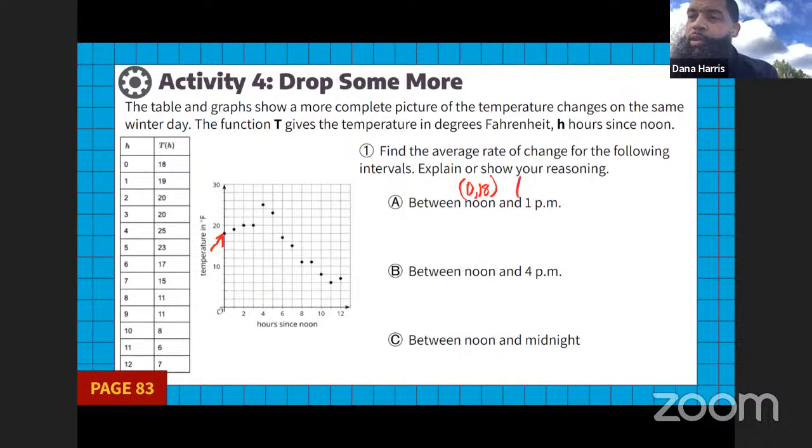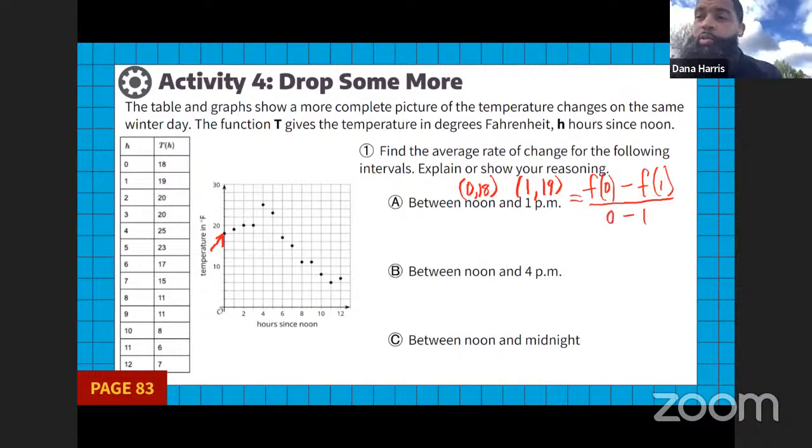And so now we're going to say 1. So 1 p.m. is 1 hour. So that's the time, x. And at 1 p.m., the temperature is roughly 19 degrees, okay? So we can take here and say f of 0 minus f of 1, and find the rate by saying, well, how much time passed, okay? So it goes from 0 to 1.